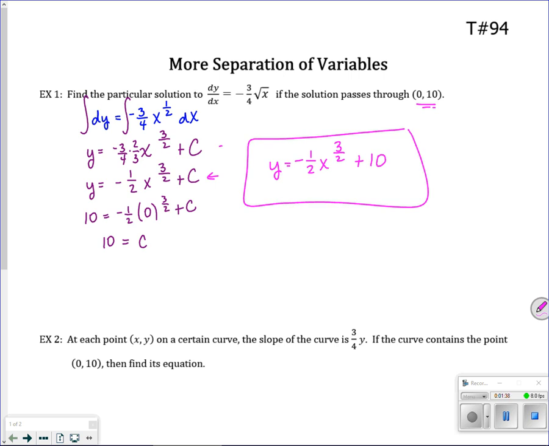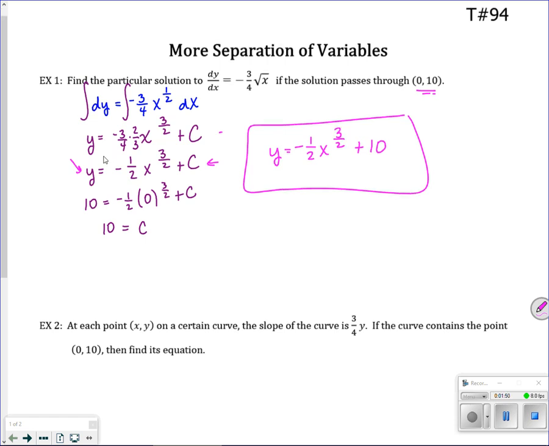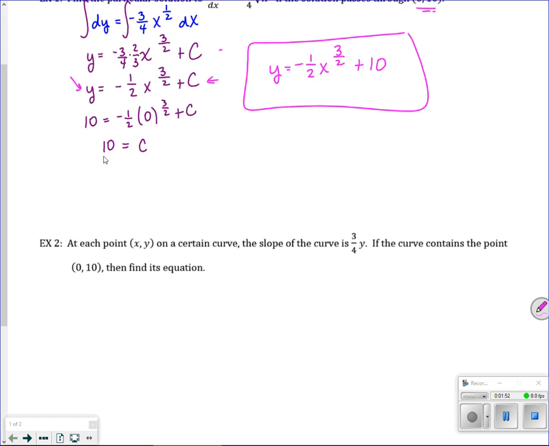So notice, like I said, in the ones that we've done, I've always plugged in my initial condition right there, right after I integrate. And I said, well, there's one exception to that, and that's what we're going to look at today. So let's look at this one. It says at each point x, y on the certain curve, the slope of the curve is 3/4 y. Now, they just said that in words.